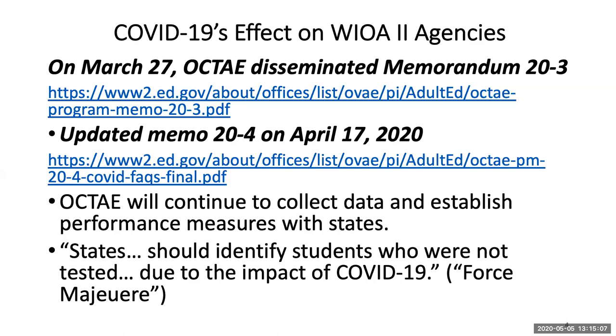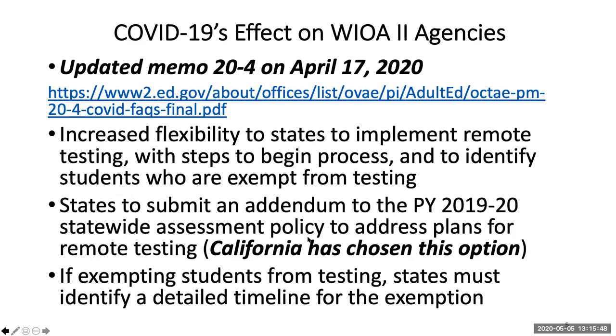But it did at the same time give states a lot more increased flexibility on how to handle testing, how to handle outcomes, and how to handle instruction. We all did it a slightly different way. It basically loosened things up so all states could find their own way and not worry about whether that's in violation of federal policy. So 20-4 came out a few weeks later. Oversimplifying, 20-4 simply upped the ante on 20-3. Again, we're still collecting data, but we know we're doing it in a very modified way. It increased the flexibility to the states to, number one, implement remote testing, because it seems like eons ago.